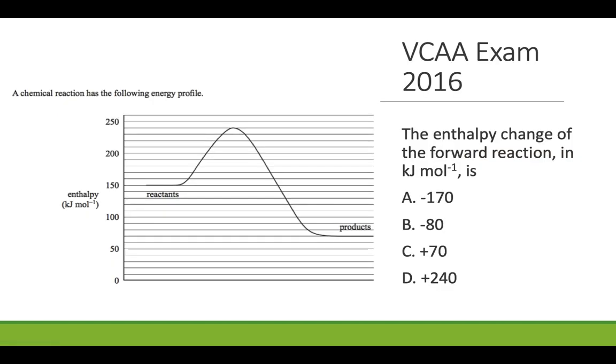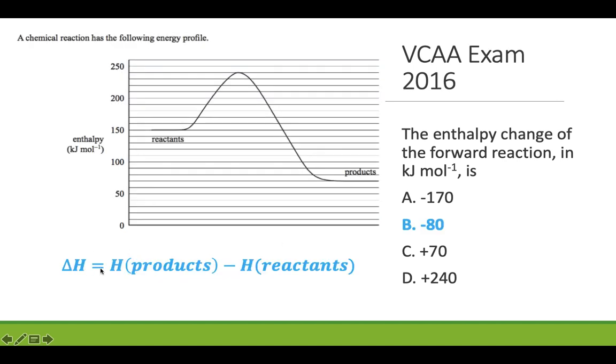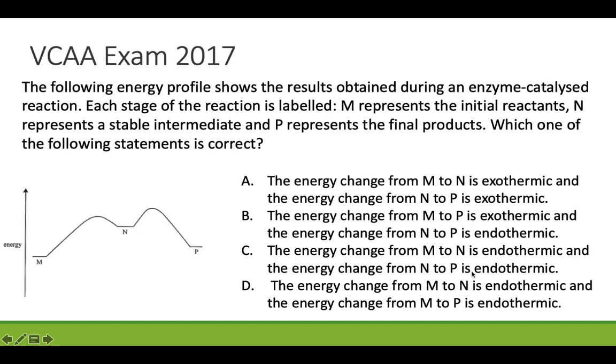Now, let's try a question. What is the enthalpy change for the forward reaction given this energy profile diagram? Well, if you use the enthalpy of the product to take away the enthalpy of the reactants, then you will get negative 80. So remember, the enthalpy change always comes with either a negative or a positive sign. You can try this question by yourself.